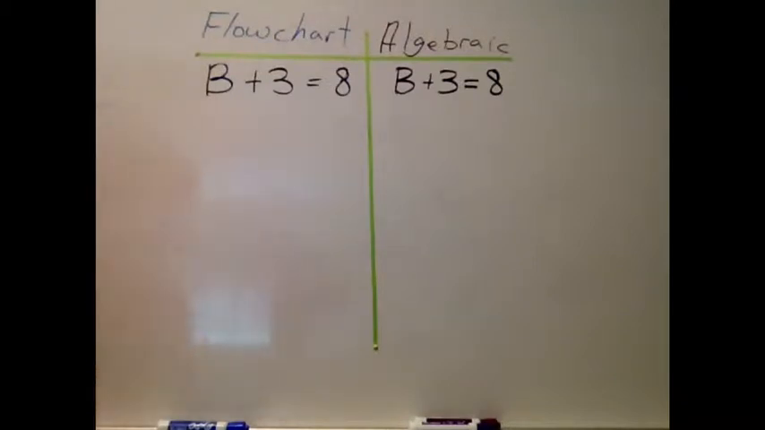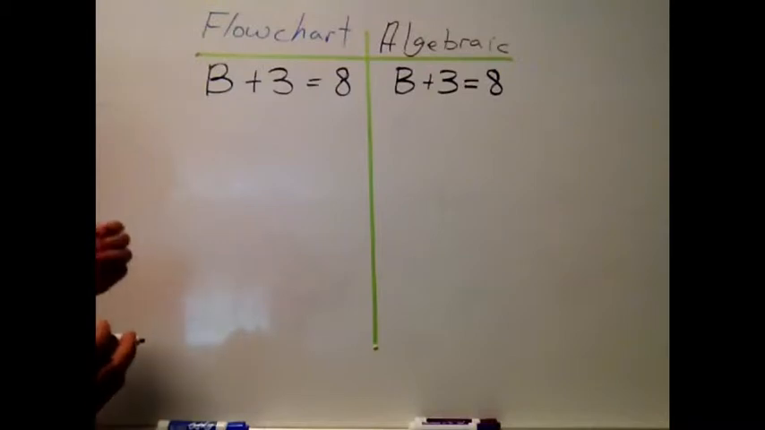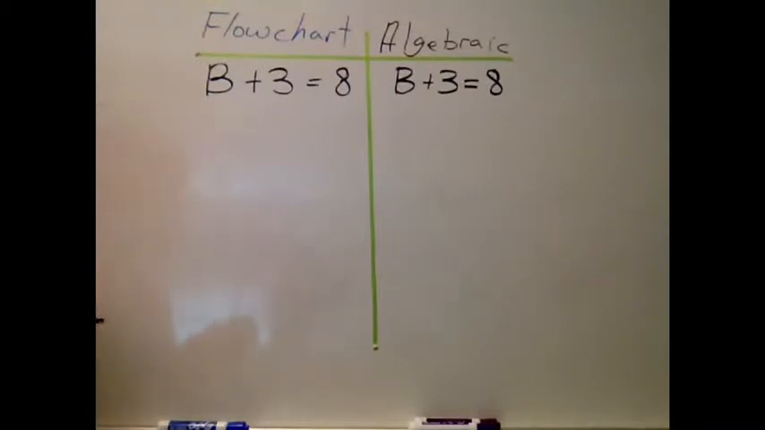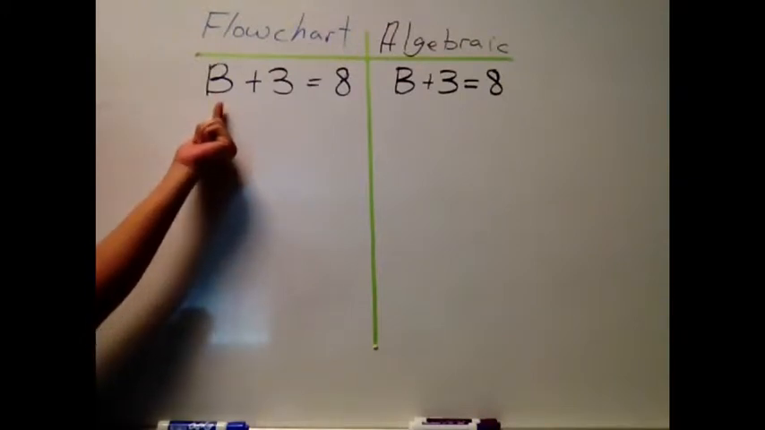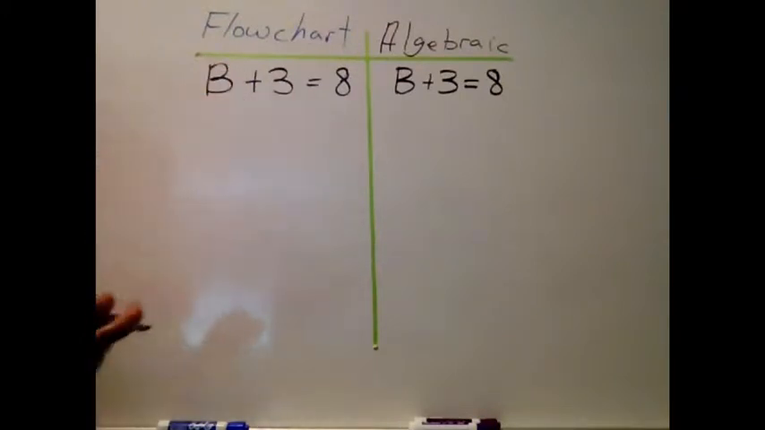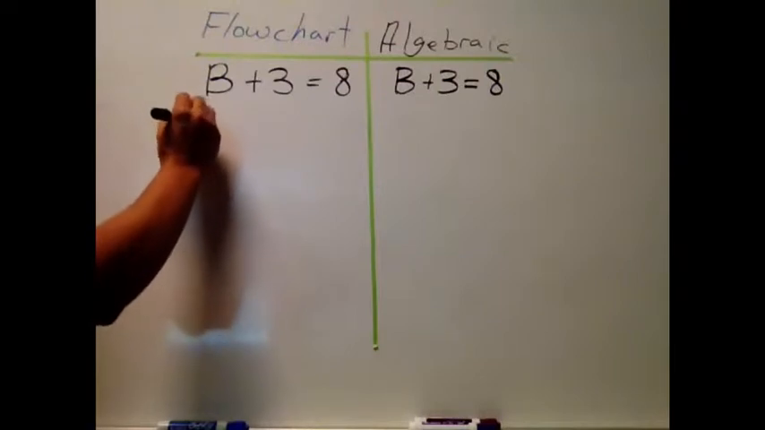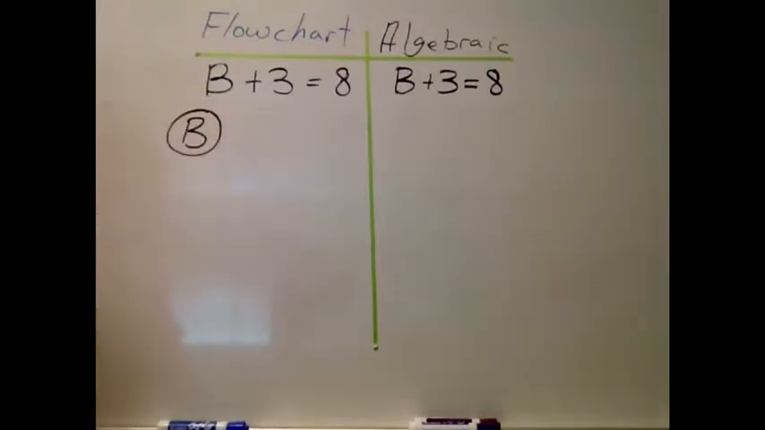All right, flow chart. The first thing we need to do is identify the variable. And the variable is a letter or a symbol that represents a number. So that would be B. It doesn't look like a number right now, but we know that some number plus 3 is going to give us 8. So we're going to write that down, B. And we identified it. B is our variable.